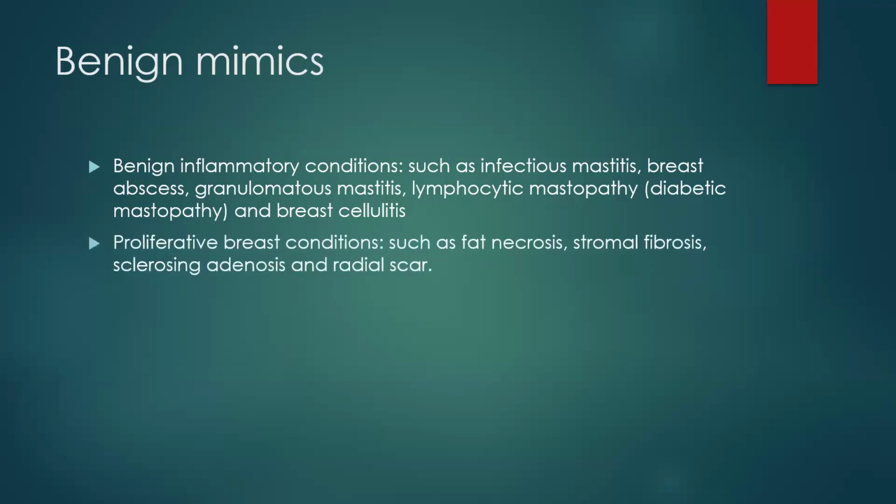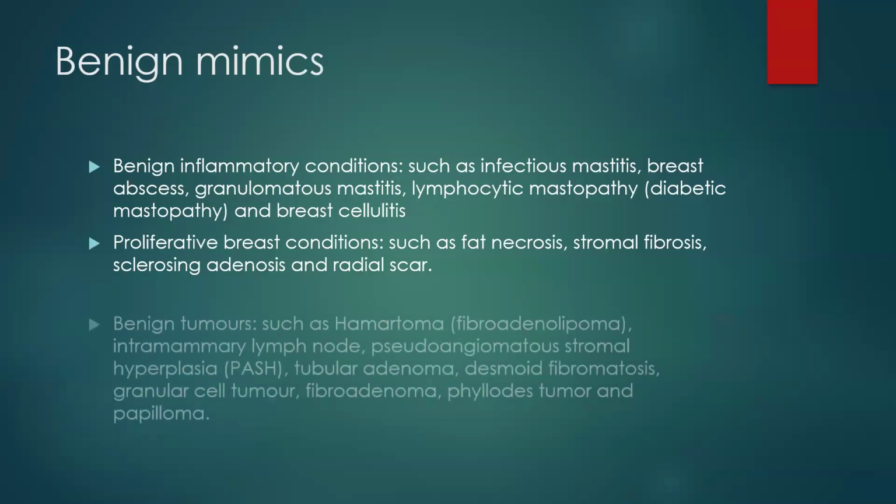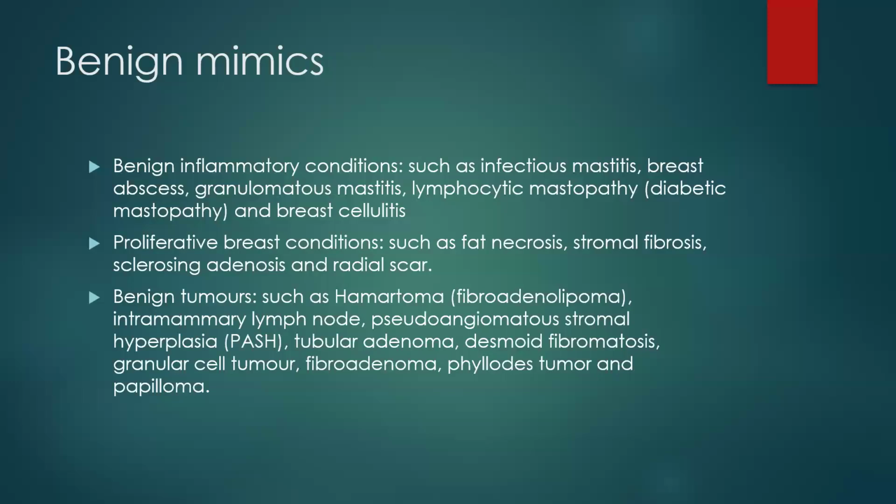It also contains proliferative breast conditions such as fat necrosis, stromal fibrosis, sclerosing adenosis, and radial scars. Also benign tumors such as hamartomas, inflammatory intramammary lymph nodes, pseudoangiomatous stromal hyperplasia, tubular adenomas, desmoid fibromatosis, granular cell tumors, fibroadenomas, phyllodes, and papillomas. So these are the benign mimics: benign inflammatory conditions, proliferative conditions, and benign tumors.